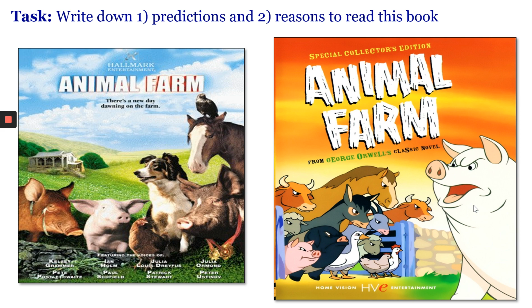Next, we have a couple of film posters for Animal Farm. On the left, we have quite a modern adaptation of Animal Farm for the big screen, and on the right, we have the 1950s animated version of Animal Farm. So have a look at everything that you can see on both of those posters, and see if you can add something new, another prediction for what might happen or what this book might be like, and maybe another reason why someone might want to read or watch this text.